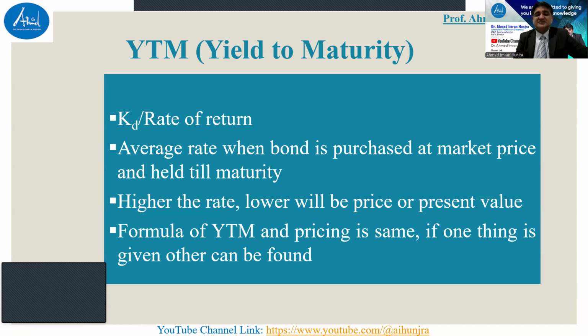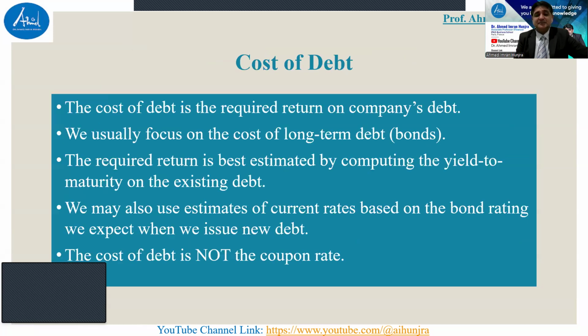In this case, we are going to find YTM, and we will have the price, P naught, meaning today's market price at which the bond is purchased and held till maturity. So what will be the rate? We need to find the rate, YTM.